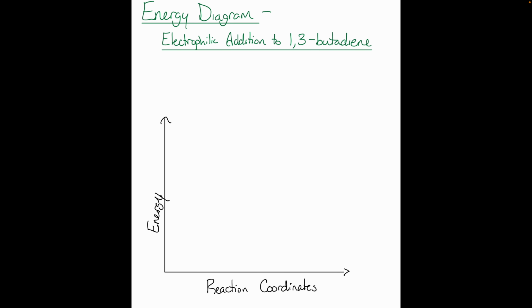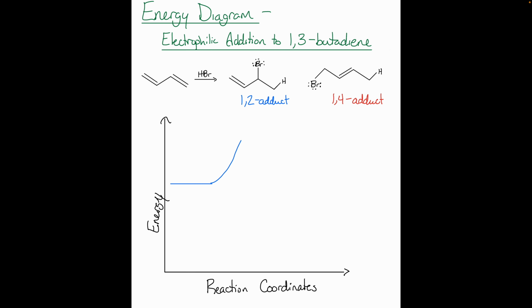Okay. So first, I'm going to do the 1,2 adduct in blue. All right, and then I'll do the 1,4 in red. Okay, so we're going to start over here. Okay, our energy diagram for this reaction would look something like this.